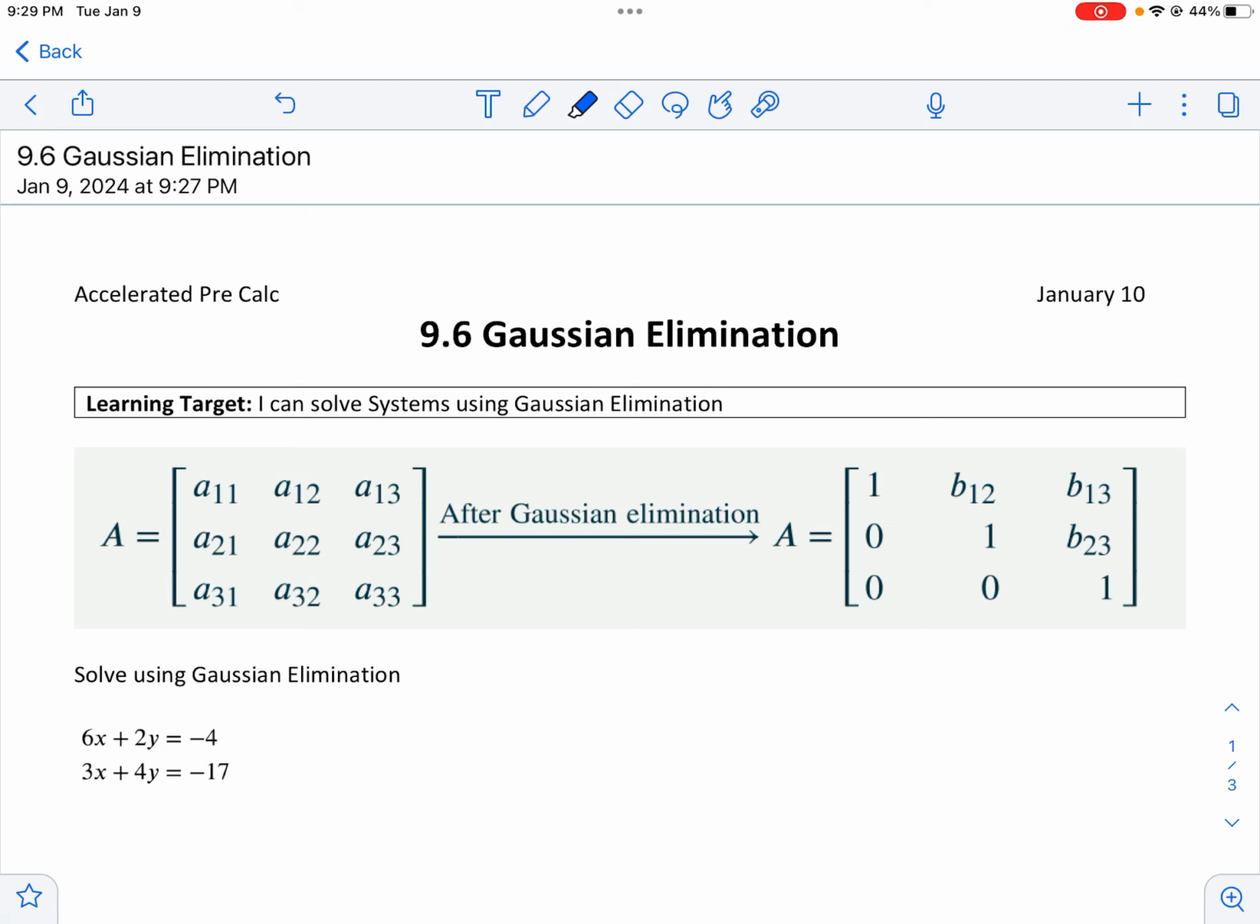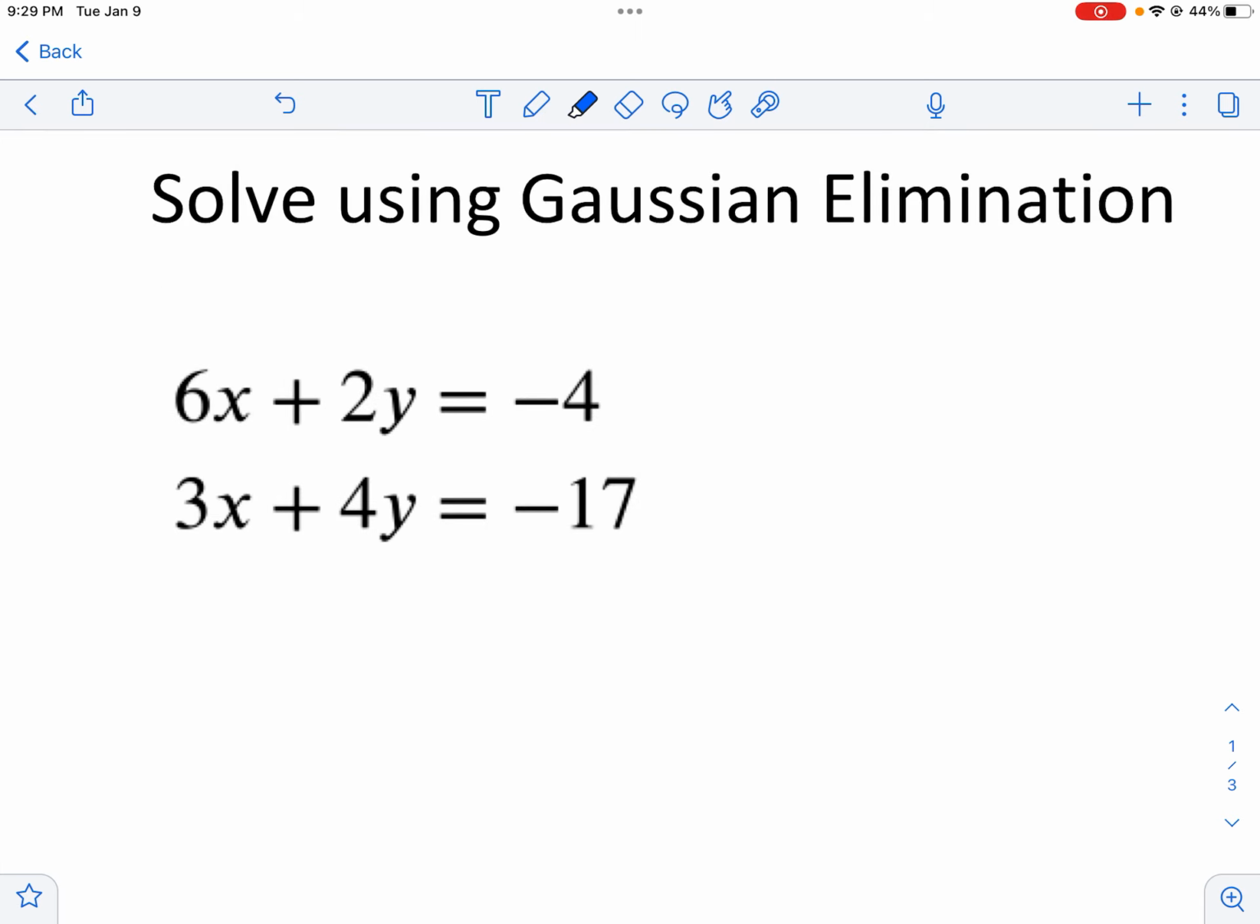Elimination. So Gaussian elimination is another way to solve a system. Yes, you guys can do elimination to get an answer here, but Gaussian elimination is another way to do it, and it has its own uses. It might not seem useful to you now, but Gaussian elimination has its own uses later on.